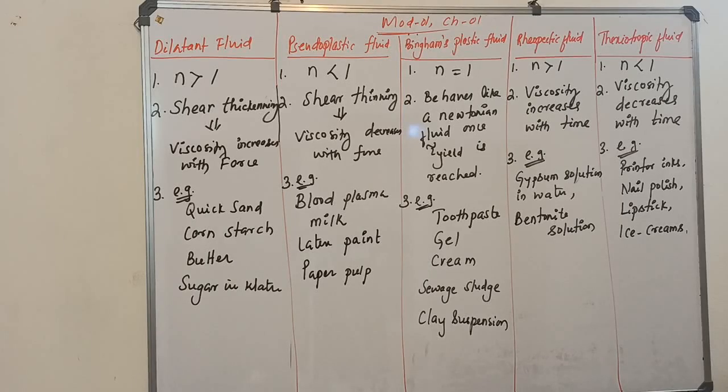This is for your quick summary, to note down the different fluids, that is dilatant fluid, pseudoplastic fluid, Bingham plastic fluid, rheopectic fluid and thixotropic fluid, with their examples. Okay? Now, note it down fast. Pause the video and note it down.